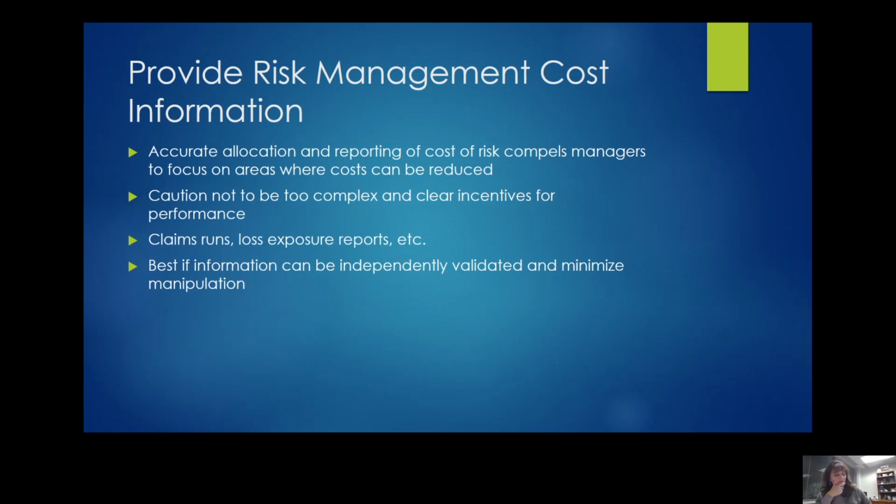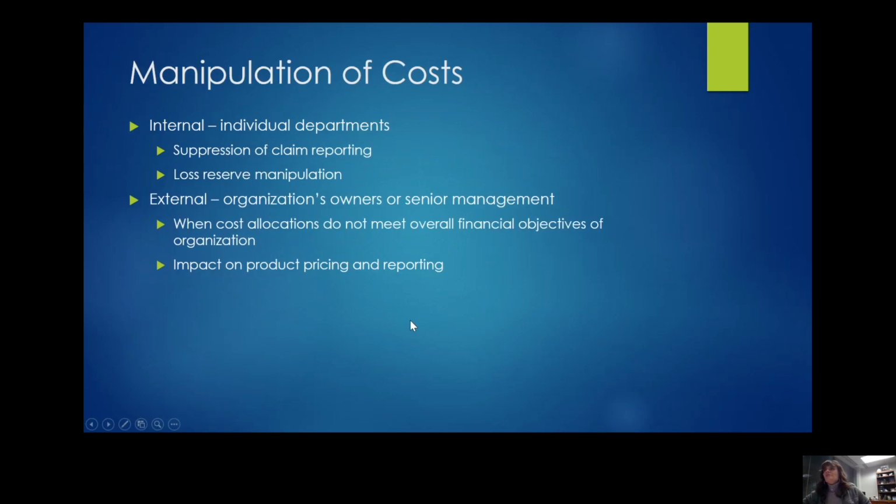Any information you have on past claims, any loss exposure reports, maybe you're seeing an upward trend in certain types of losses in your division or industry. All of those things are going to be helpful in determining what information you want people to have to make better decisions. Also, having a system that can be independently validated, and that keeps it from being manipulated by one department, is better than the alternatives.